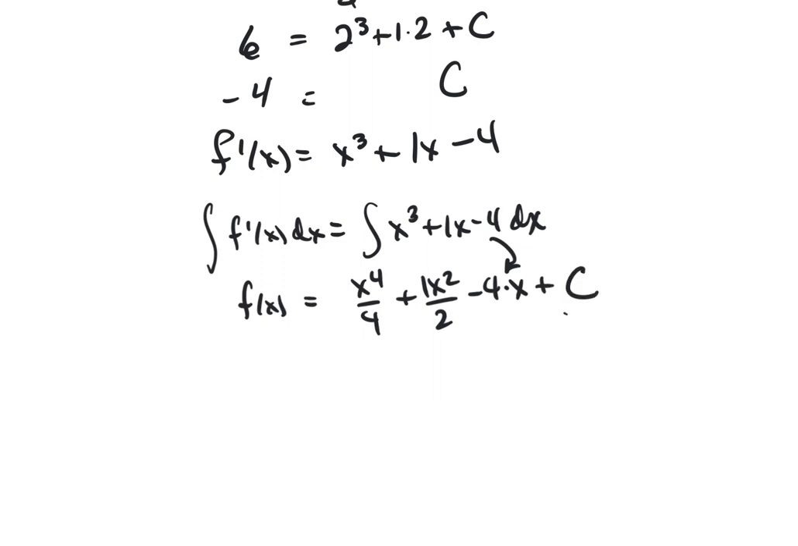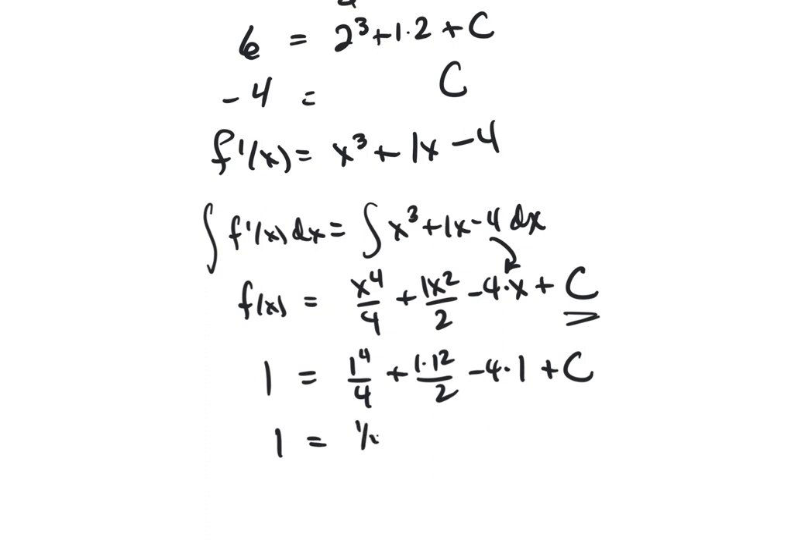To figure out what the constant is, use our second initial value, which was f of 1 equals 1. So we're going to get out 1 when we put 1 in for x. All right, so I put 1 in for x and I get 1 out for the function. And so now I have to solve for c. So let's see, I'll have 1/4 plus 1/2 minus 4 plus c. Let's see if I can do that arithmetic. 1/4 plus 1/2 is 3/4, and 3/4 minus 4.